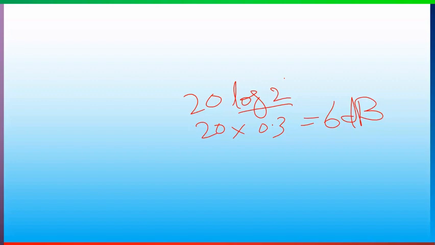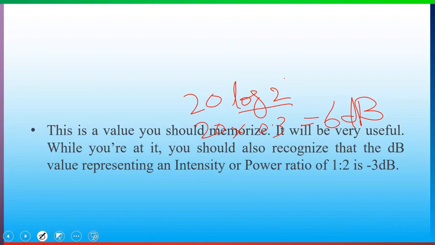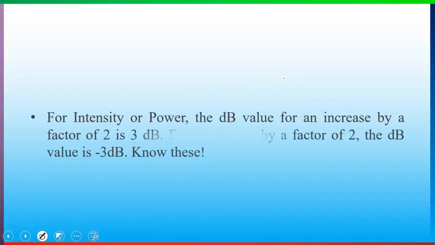So here you can see if there is any change by a factor of 2 in voltage and amplitudes, that will be equal to 6 decibel change. And if there is any change, whatever that change may be, whether it is increase or decrease. But if it is in intensity and power, then it will be 3 decibel change, right? So, and how that change will be? We'll have some examples over here.